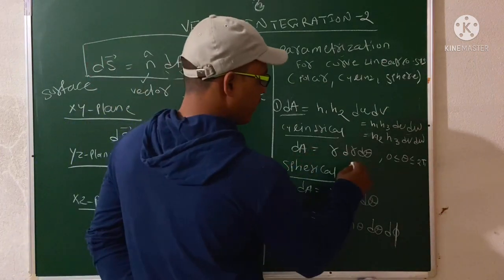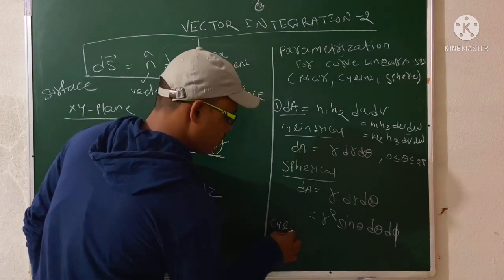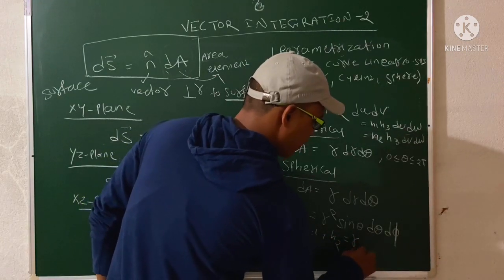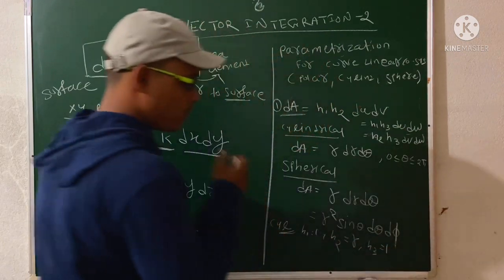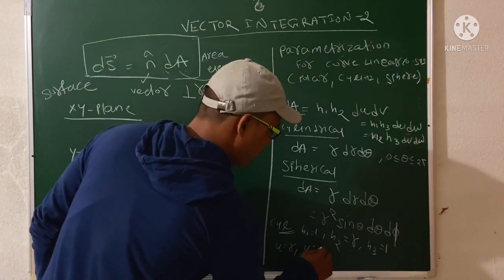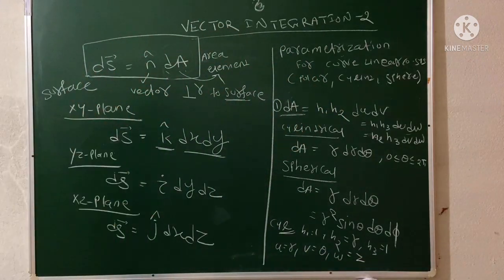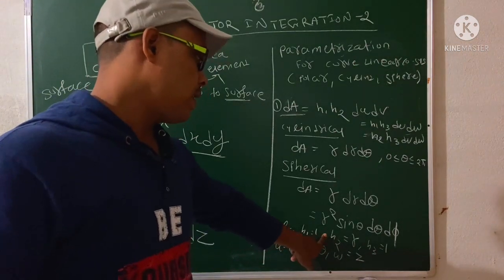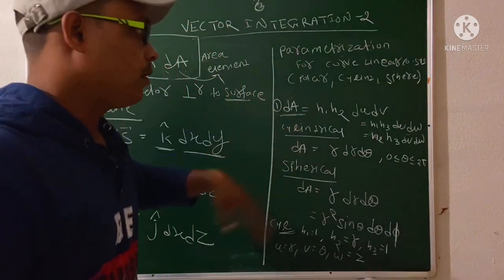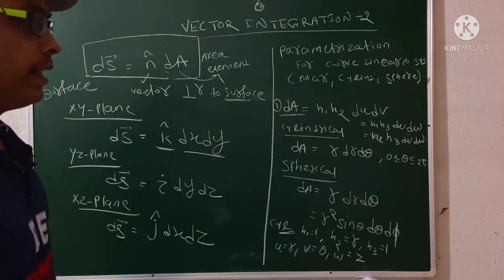If you are discussing the cylindrical coordinate system, your h1 is 1, h2 is r, and h3 is 1. Here u is r, v is theta, and w is z. So this is the curvilinear coordinate system. These are the area element dA. This is not n cap, this is dA. These things we need for the surface integral case.